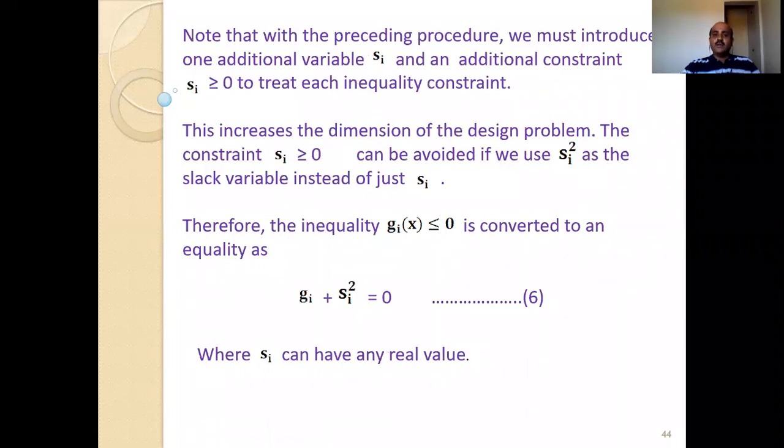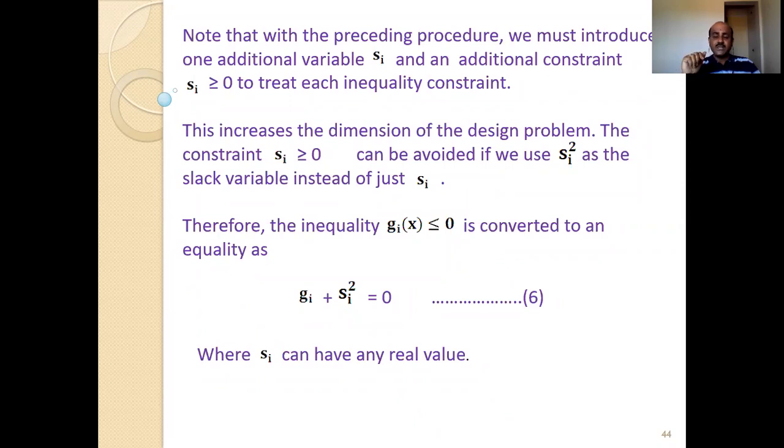And note that with the preceding procedure, we must introduce one additional variable Si and an additional constraint Si greater than or equal to 0 to treat each inequality constraint. So what we will discuss now is that we introduce one additional variable and an additional constraint, Si greater than or equal to 0, to treat each inequality constraint.